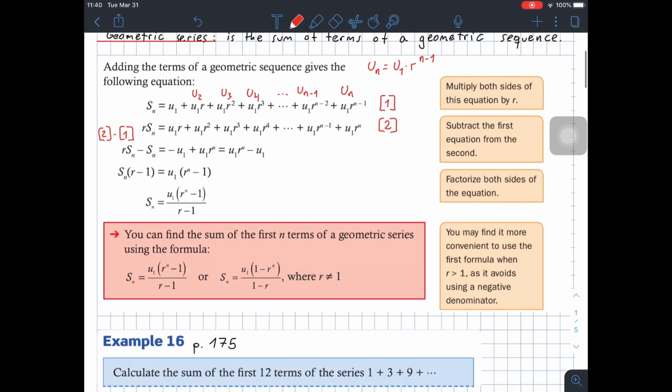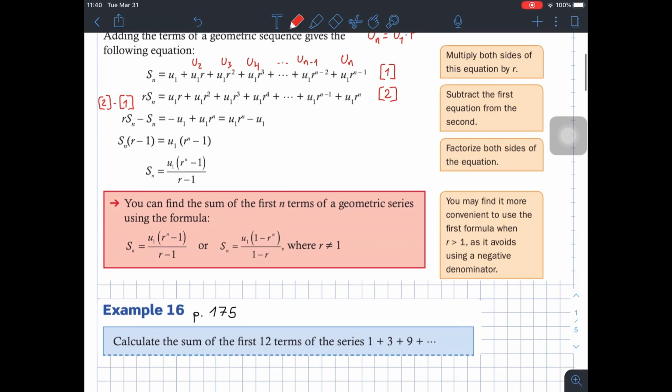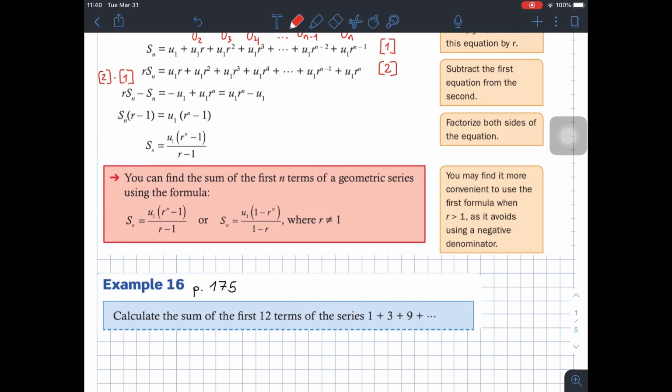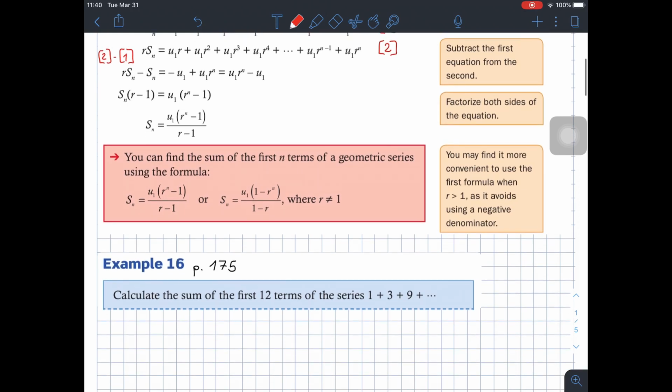Then, if we organize the terms, you see that we can take a common factor of S of n, and inside the parentheses we'll get r minus 1, and here we're going to get a common factor of U1, and in the parentheses we get r to the power of n minus 1. So finally, if we solve for S of n, which is the sum of n terms of a geometric sequence, we get the formula for the geometric series, the addition of terms of a geometric sequence, which is this: U1, the first term, times r, the common ratio, to the power of n minus 1 divided by r minus 1.